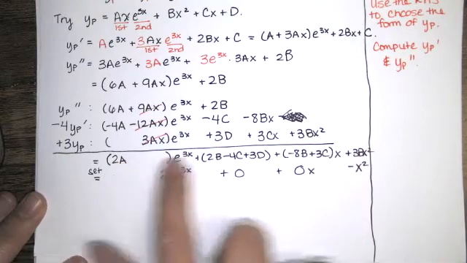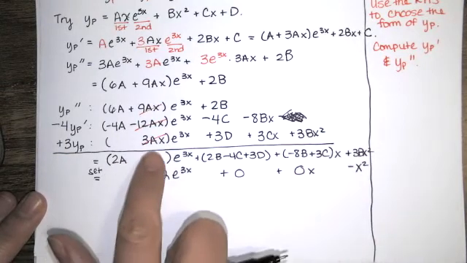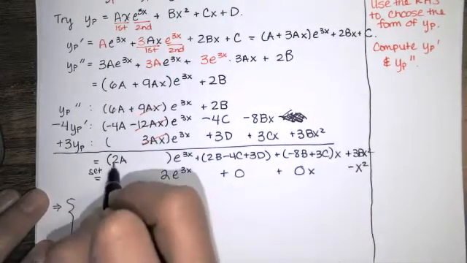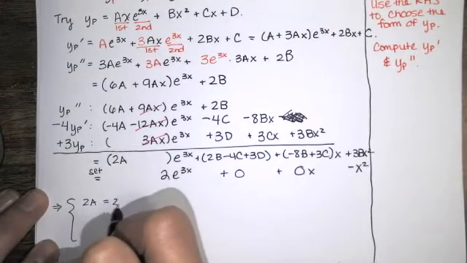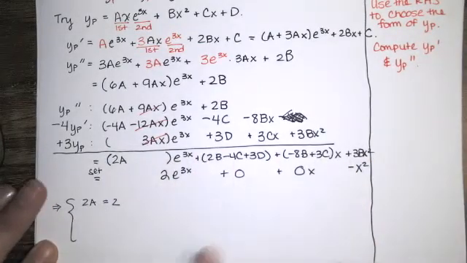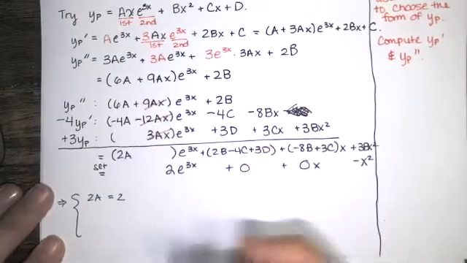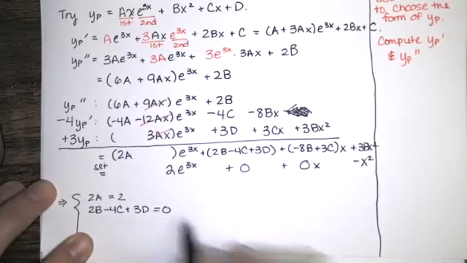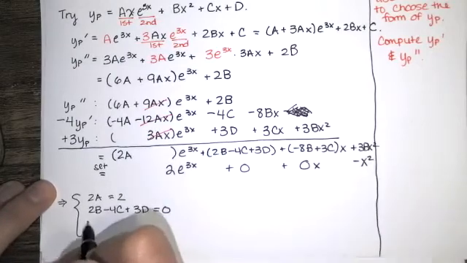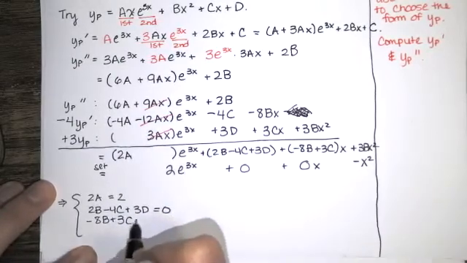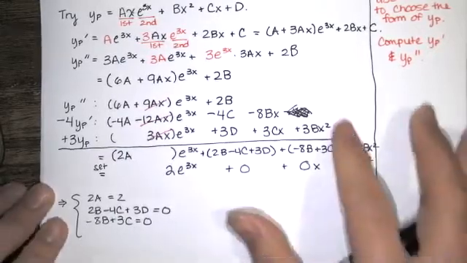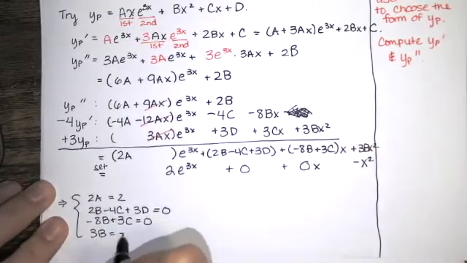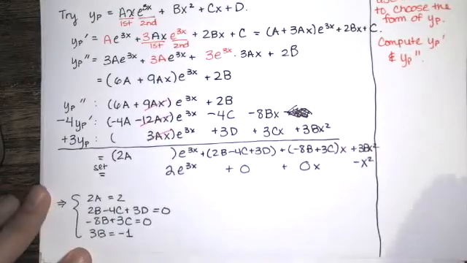So the only way that this is equal to this is if the coefficient of e to the 3x on this side is equal to the coefficient of e to the 3x on that side. So we must have 2a equals 2 in order for these two sides to be equal. And we must have the constant term on this side equal to 0, and the coefficient of x on both sides equal to 0. And then the coefficient of x squared on both sides, that's -3b, has to equal -1. Those have to be equal as well.